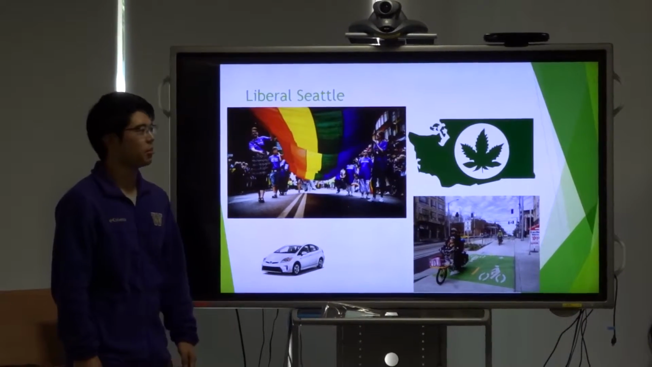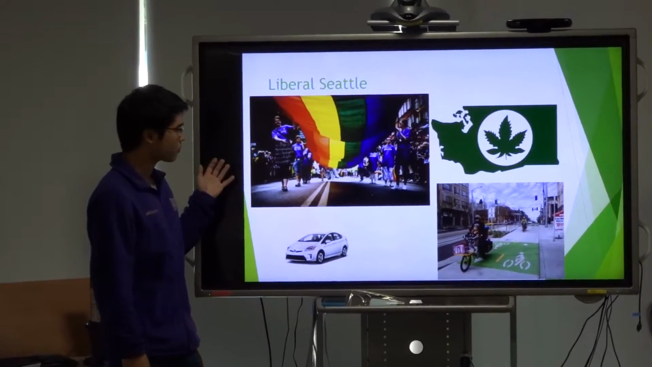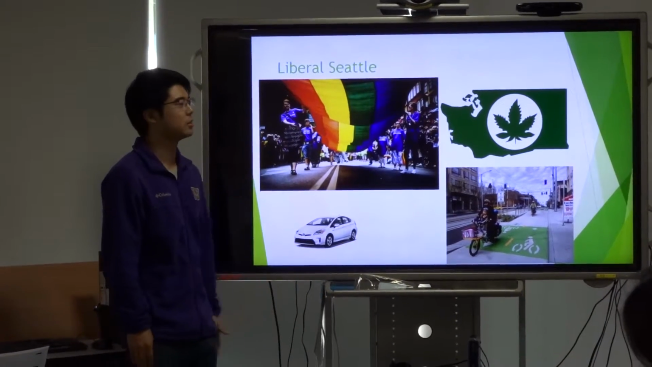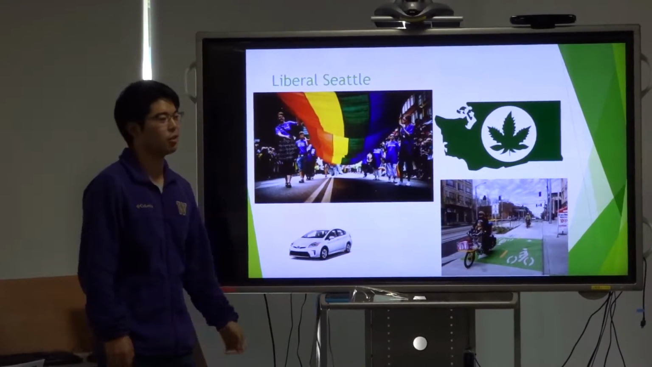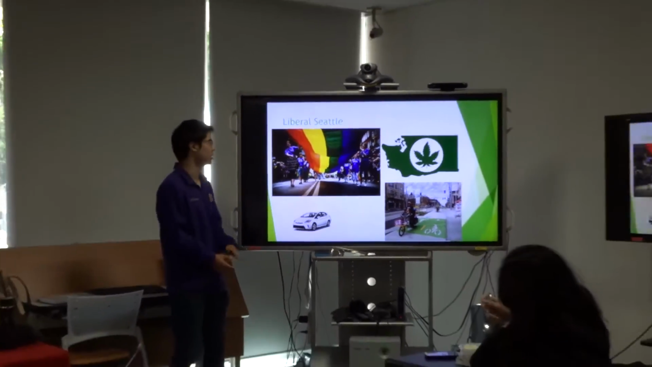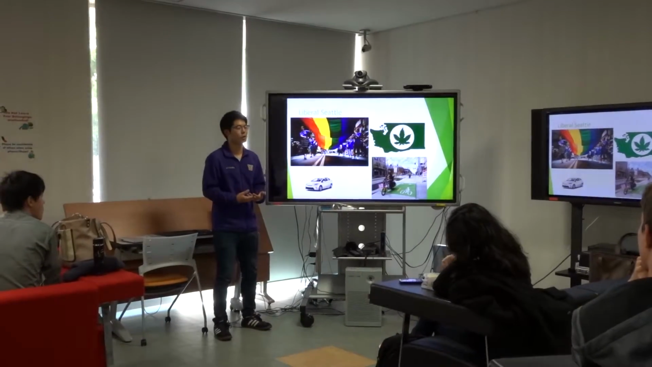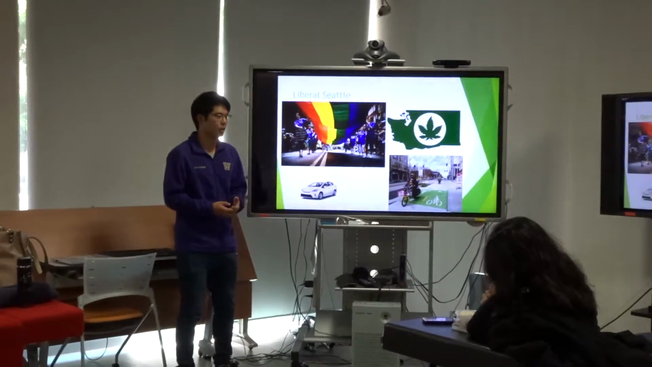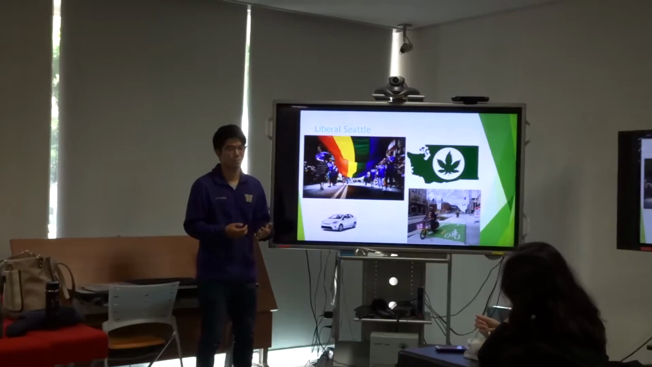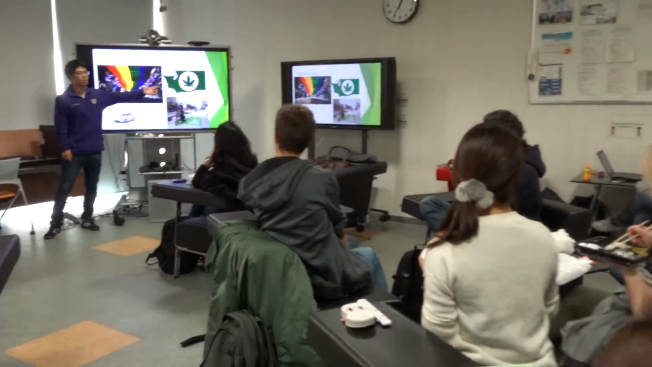So Seattle is one of the first states in America to legalize gay marriage and legalize marijuana. There are lots of different kinds of people living in Seattle, including gay people and people that have different sexualities, but we're accepting of them, and you could really see that we're accepting when you come to Seattle. And also, we're very, very accepting of marijuana.